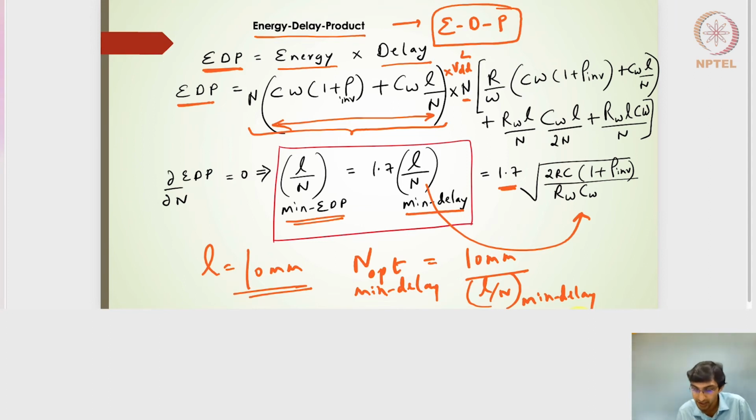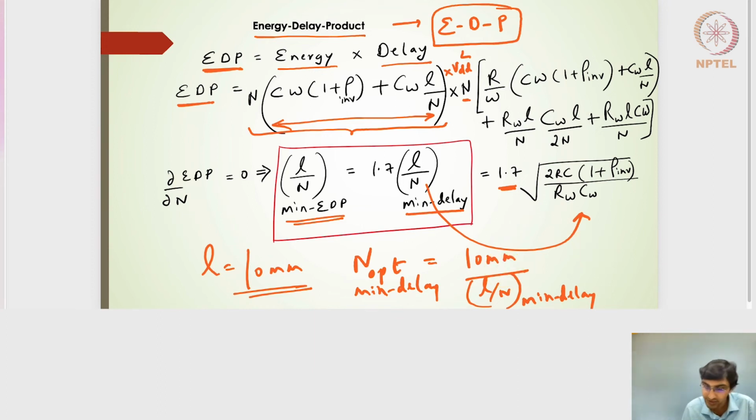All right. So I'll get some particular value. If L by N is as per the previous example, say 0.45 or something, I will get N optimum for the minimum delay. It turns out to be 10 divided by 0.454, slightly above the value of 20. So we need more than 20 segments. So that is what we will have.